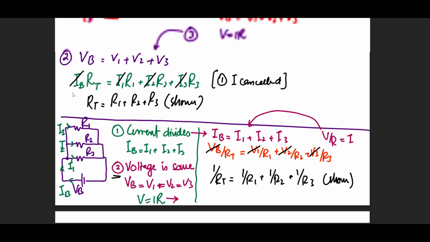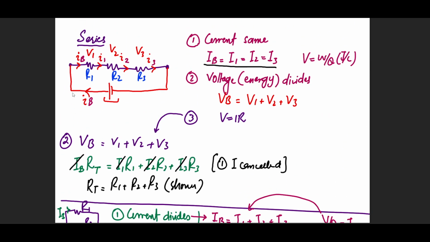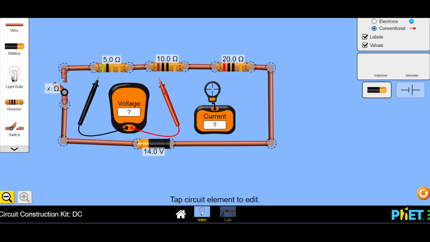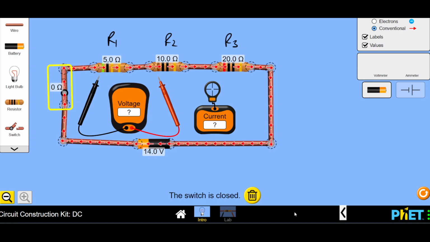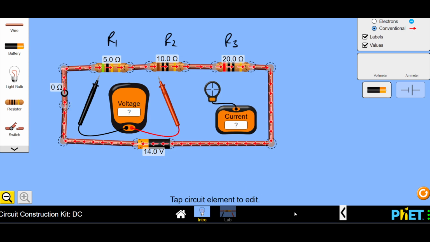Now, to represent these things in terms of circuit, let's move on to a circuit example. This is a series circuit, right? We have 3 resistors in series with each other. This is, let's say, R1, this is R2, and this is R3, right? Let's try to play this simulation. Let's see what happens. We close the circuit and we realize that the current is flowing in the circuit. Let's measure the current of the battery. The current of the battery is 0.4 amperes.